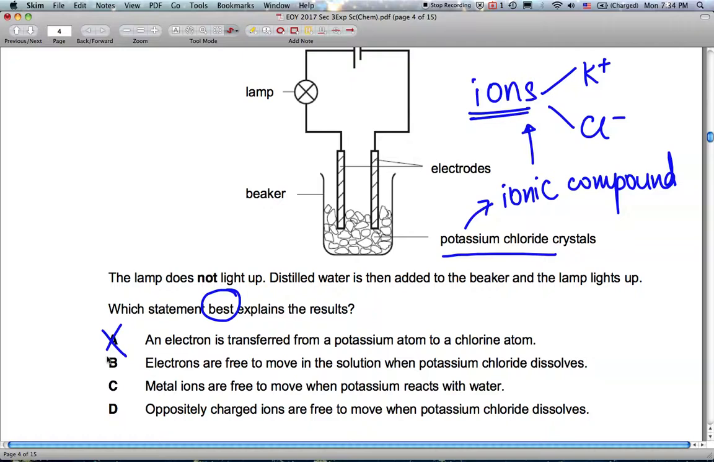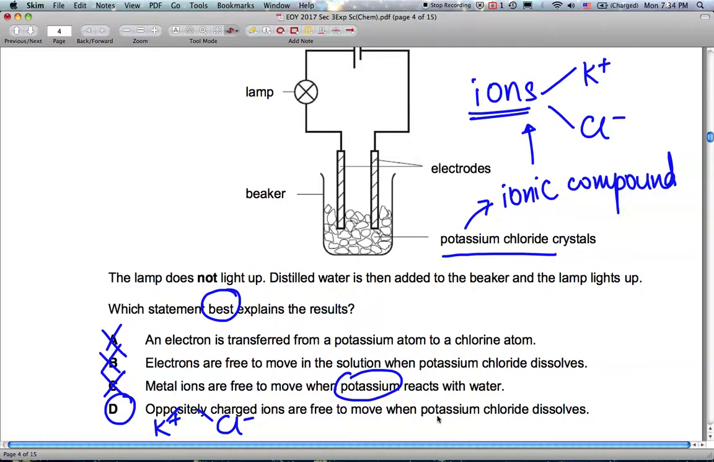A lot of you chose this option, but as I mentioned before, it is the ions, not the electrons, that move around to conduct electricity for ionic compounds in aqueous or molten state. For option C, metal ions are free to move when potassium reacts with water. So this is already wrong. Potassium reacts with water, but in this case we have potassium chloride dissolving in water. Okay, and it is not only the metal ions but also the chloride ions. And therefore our option is the oppositely charged ions. So this refers to the potassium and chloride ions being free to move when potassium chloride dissolves.